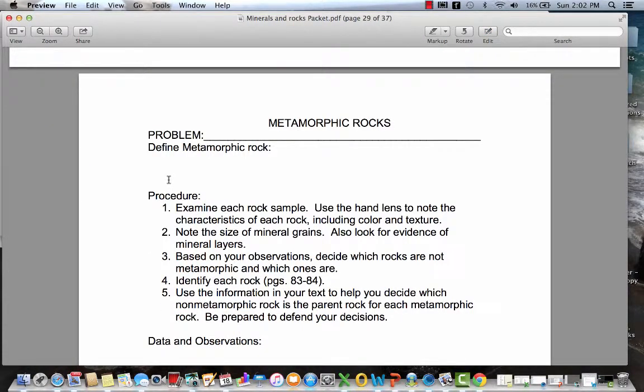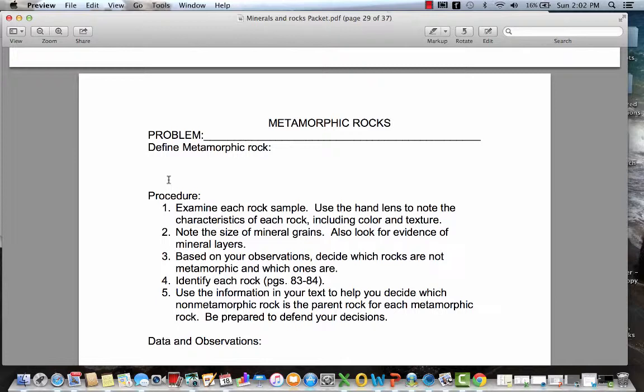All right, so what we are going to do with the next portion of class is a metamorphic rocks lab. You should have all of this copied down into your lab notebook. If you do not have it copied down into your lab notebook, you know who you are and you know the alternate assignment that you need to be working on. We talked about that last class.